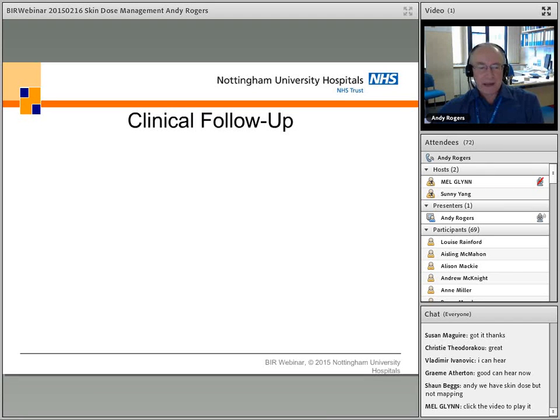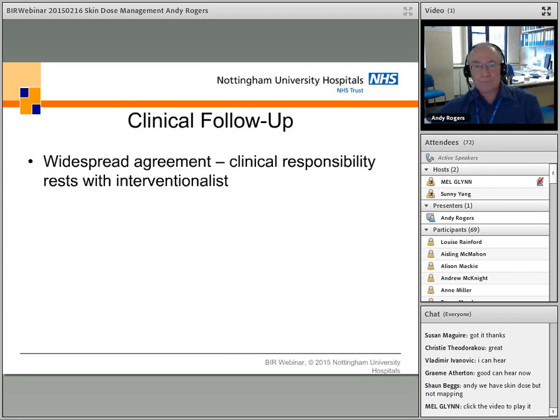So let's think about clinical follow-up. Interestingly, I think there's a consensus now that the interventional service itself has clinical responsibility for the follow-up. I don't see dermatology being massively involved unless you've got a real problem that you can't solve.